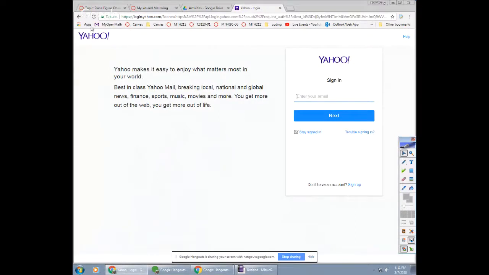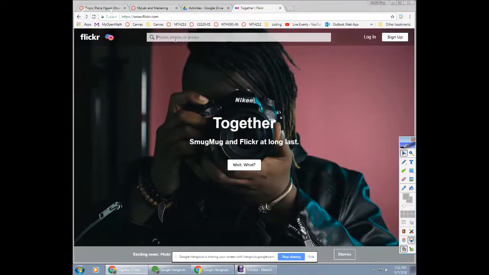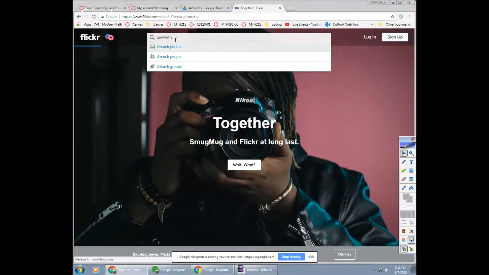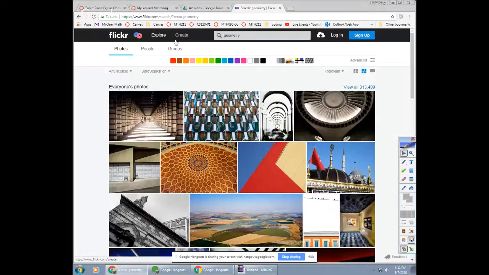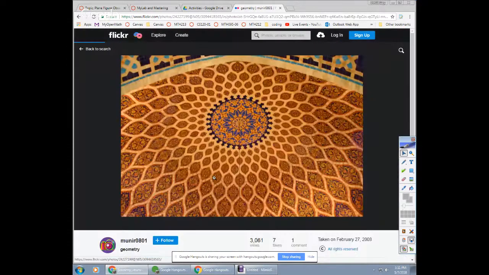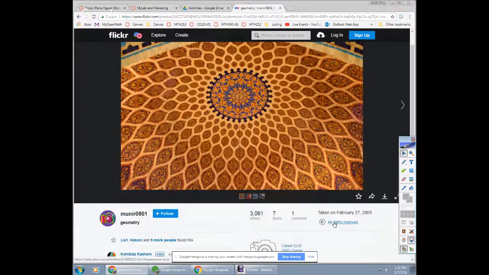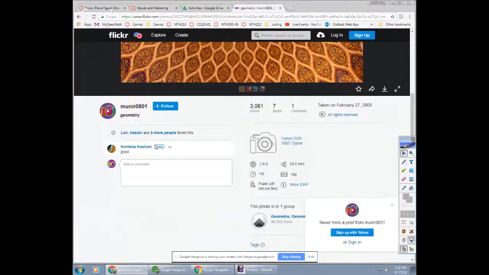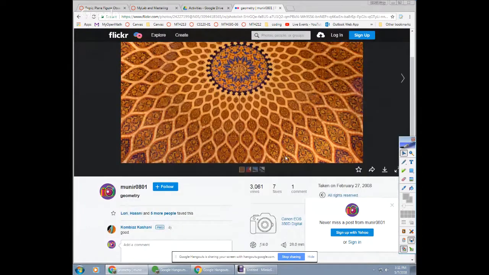No, because they don't want to sign in with Yahoo, so I decided not to. But I can search for geometry. And it'll give me a ton of images. Most of the images they give me, though, are copyright, and so I don't have the right to use them without trying to contact the person who owns it and get permission to use it, which means I might have to pay a fee to use it.